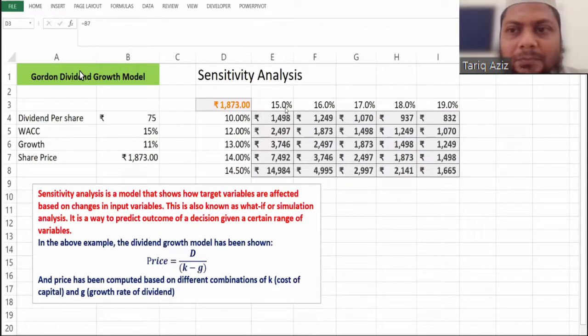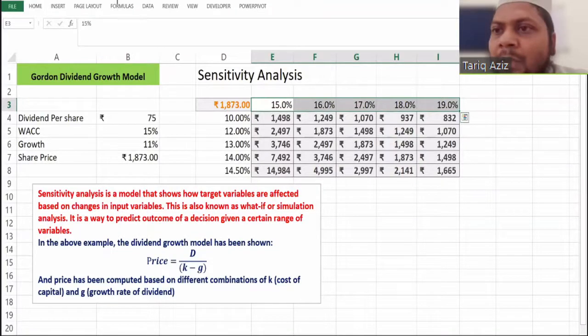Excuse me, sir. What if we remove the percentage signs from the column or the row? Will it affect the outcome? It will not impact. Who are you? Your name? Aisha. So Aisha, we can remove the percentage sign. It will not impact the outcome.